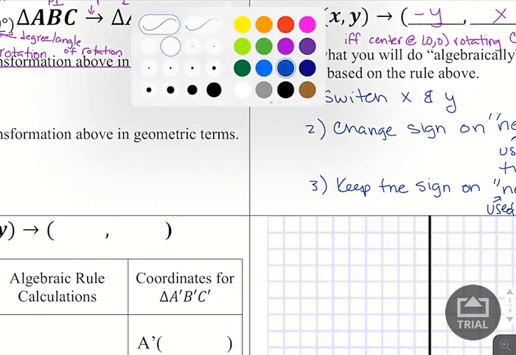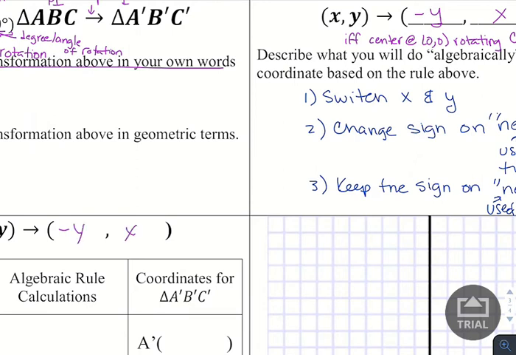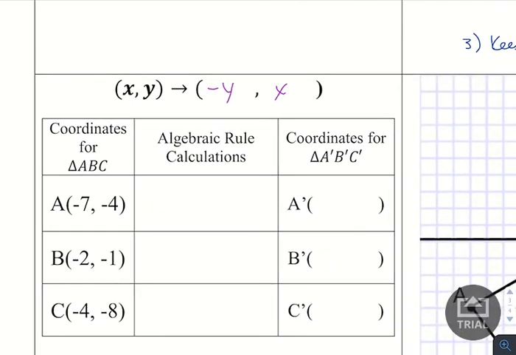So we're going to do all these things at once here. So we're going to switch. Okay, so switch the x and y, and then we're going to change the sign here. Okay, and we're going to keep sign here. And again, sign just means positive or negative.